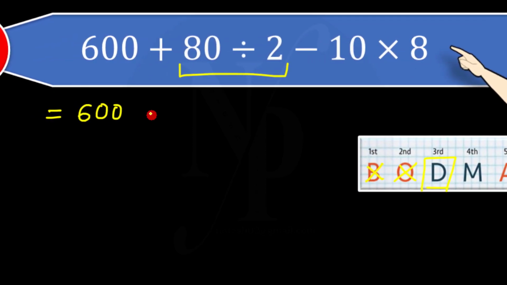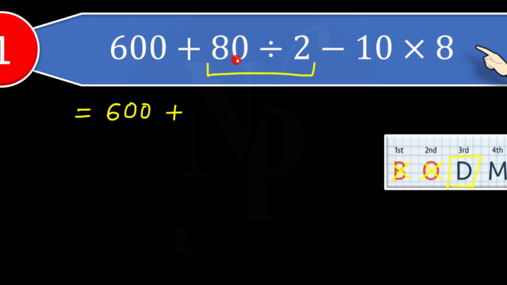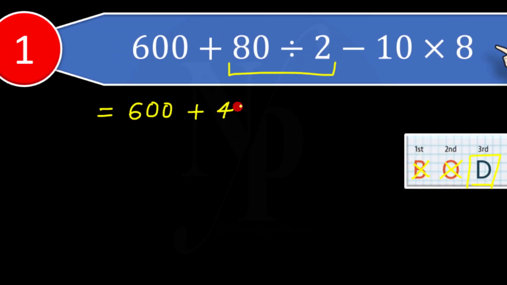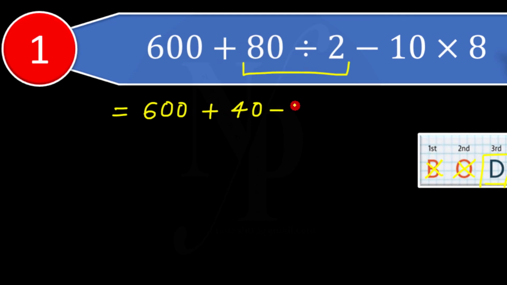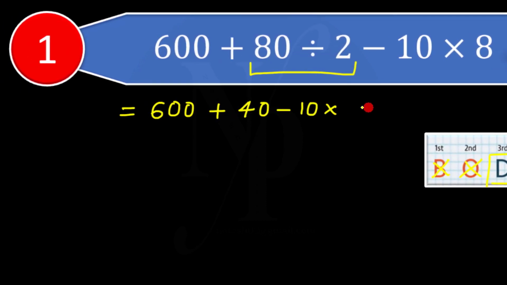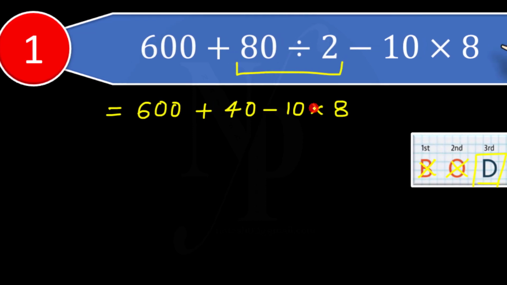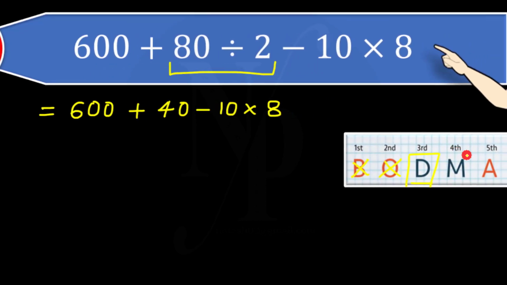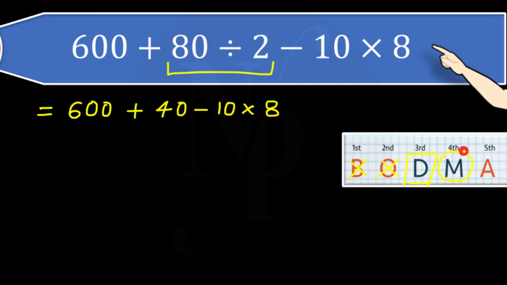600 plus 80 divided by 2 is 40, minus 10 into 8. In the next step, I will perform multiplication. That is, I multiply 10 and 8, which is equal to 80. So, 600 plus 40 minus 80.